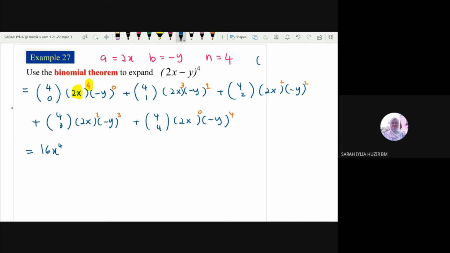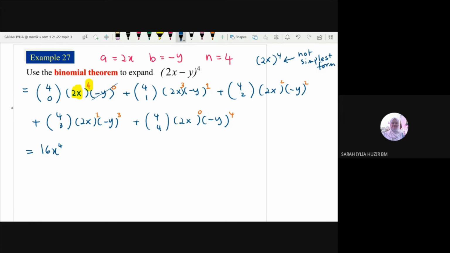Kita tak boleh, saya tulis kat atas kita tak boleh tulis walaupun dah expand to x kuasa 4. Tinggal jawapan akhir macam ni, tak boleh. Sebab dia bukan simplest form lagi. So memang awak kena expand satu-satu lah. 2 kuasa 4, x pun kuasa 4. That's how we came up with 16x to the power of 4. Negative y power 0, habis sebab 1. Okay.